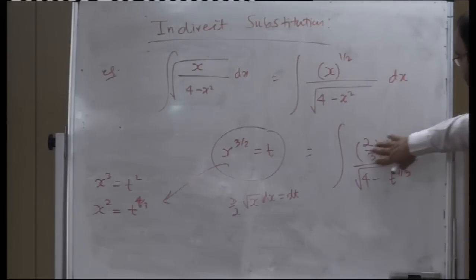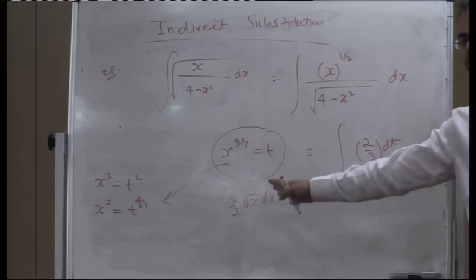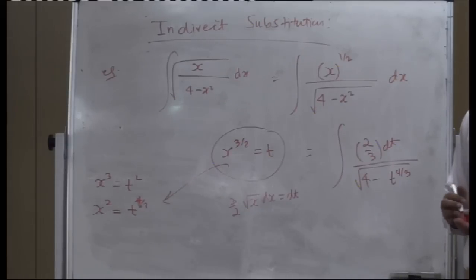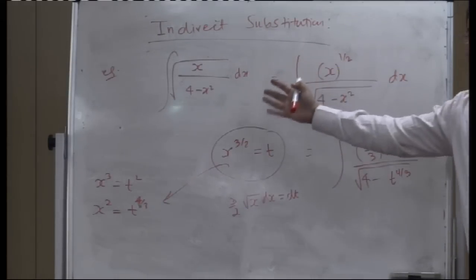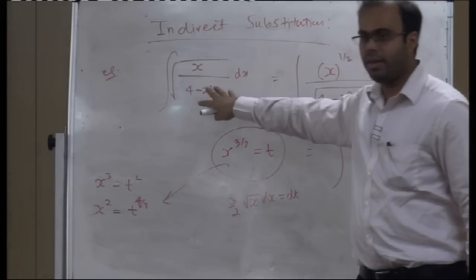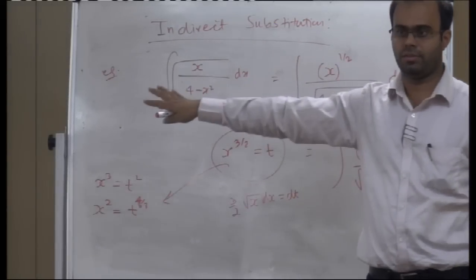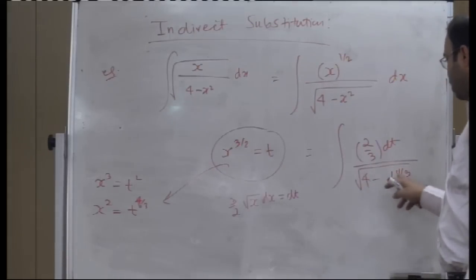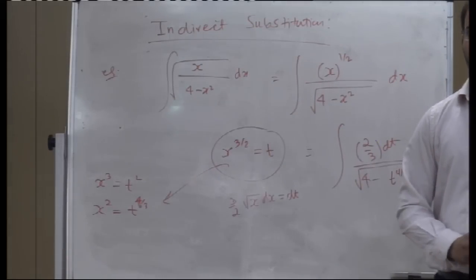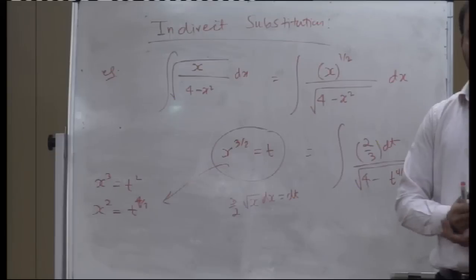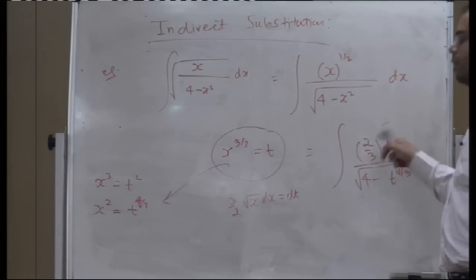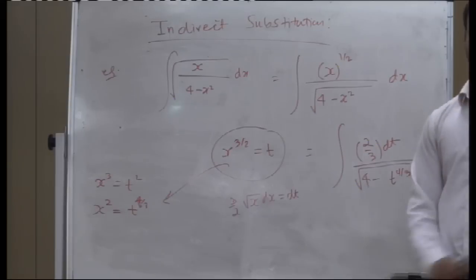There is nothing in terms of t outside. It will come outside 2 by 3. There is 4 minus t to the power 4 by 3. This integration is not possible because the question which has been given is not correct. You can just verify that when you have done this substitution, you have got t to the power 4 by 3. Obviously you cannot integrate it because either this has to be t square or t. Otherwise there should be some term of t multiplied over here.